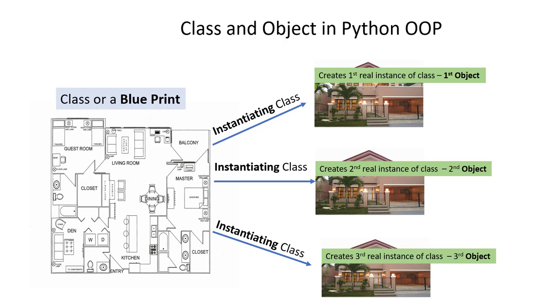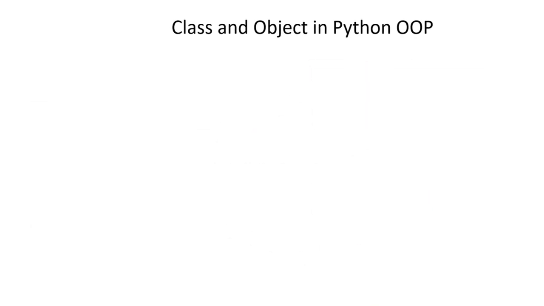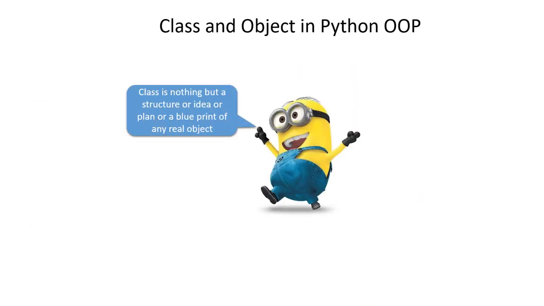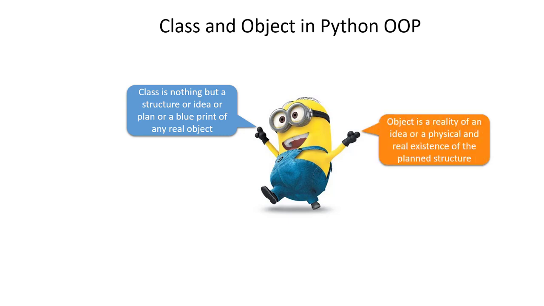It's very natural in the case of constructing a building, where we may have a single plan that could be used to create multiple buildings as well. With this, we know that class is nothing but an idea or a structure or a plan or a blueprint of a real object. On the other hand, an object is a reality of an idea, or a physical and real existence of a planned structure.